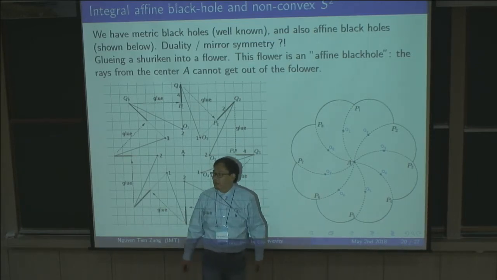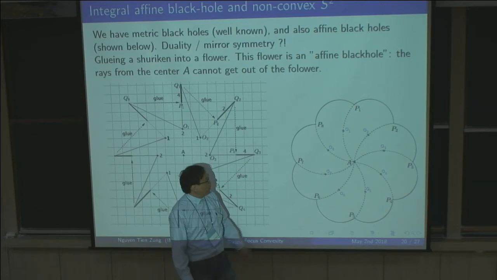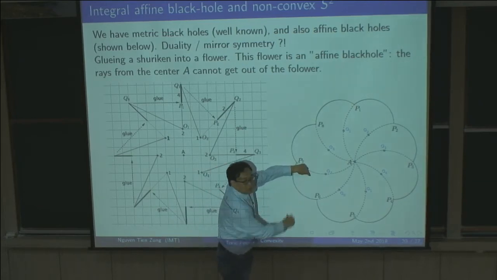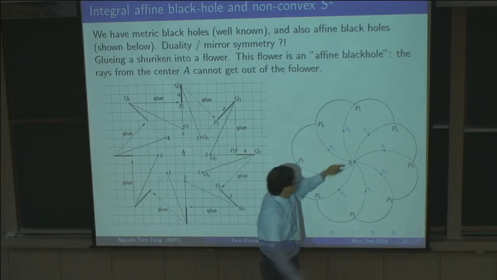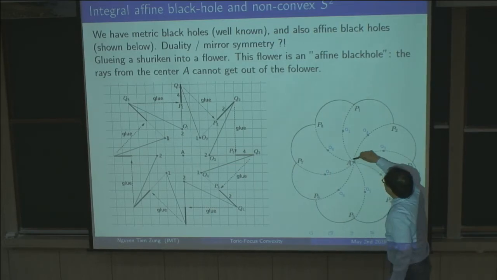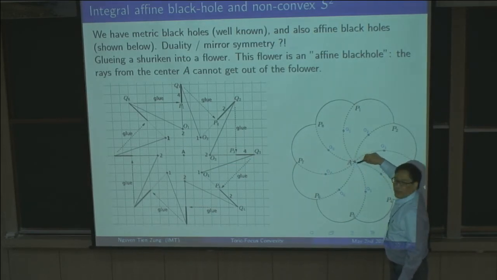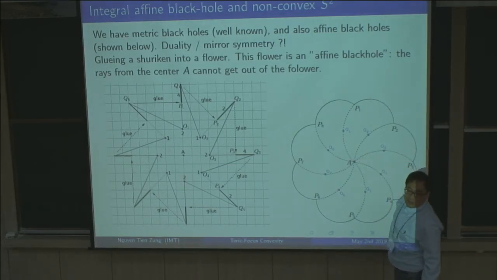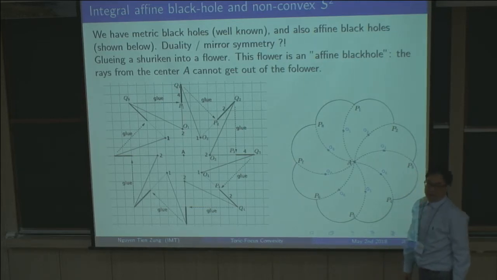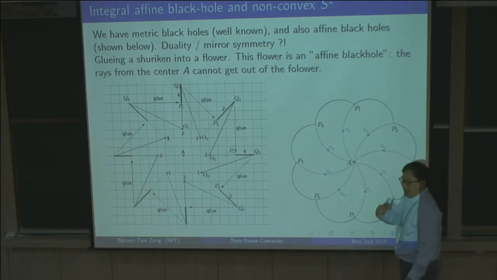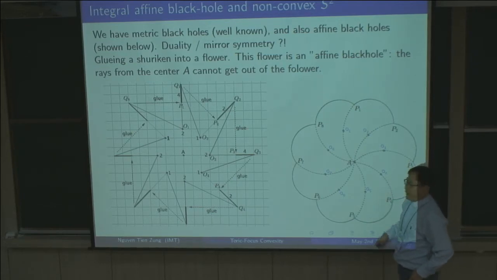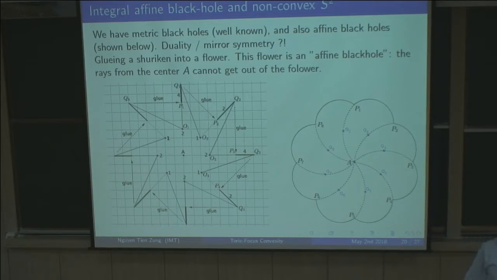But non-convexity means that there are at least some points which you cannot connect. If you take a point here, then of course you can get out. I think you can eventually prove that near A, it is still true. I didn't prove it, but I think that it is true.